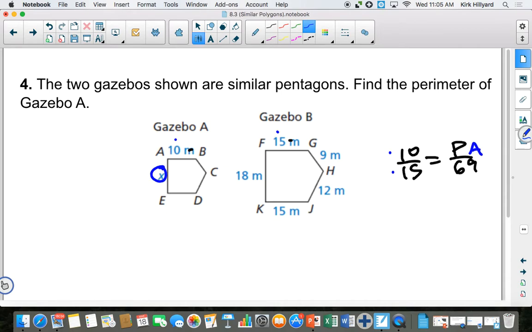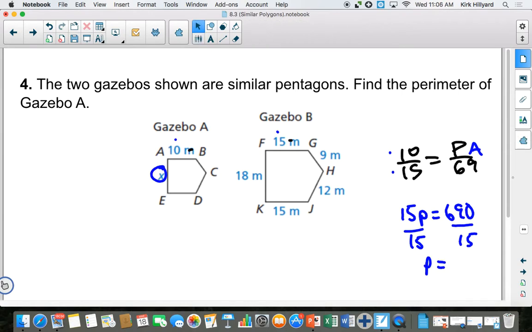And so if we just cross multiply and divide here, we get 15, we'll just call it P, equals 690. And we divide by 15. And the perimeter of the smaller gazebo is going to be 46. Okay. Which seems reasonable. The perimeter of the bigger one was 69, so being 46 is a little bit smaller, which is 2/3 of 15, so 10 is to 15. So that's how you can set that up and solve those.